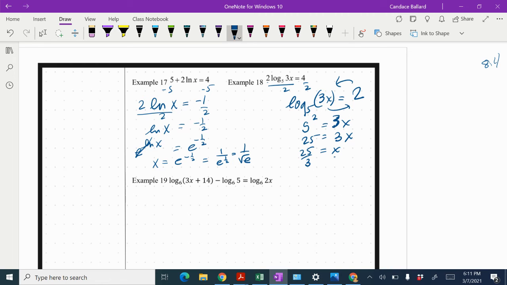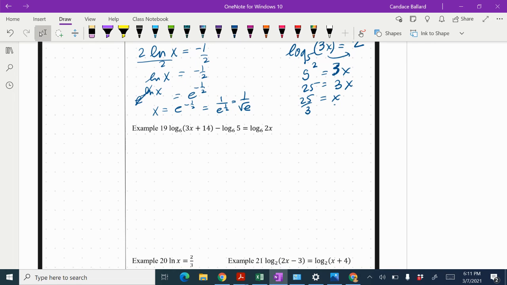And again, the only thing I want to be concerned about is making sure that when I plug back in here, I don't get a negative inside, and 25 thirds is not going to make 3x negative. Let's look at one more here. So in example 19, it looks like I have 3 logs in it, and I have 2 logs specifically on one side, so I want to condense it first.